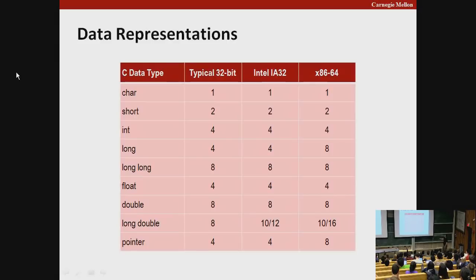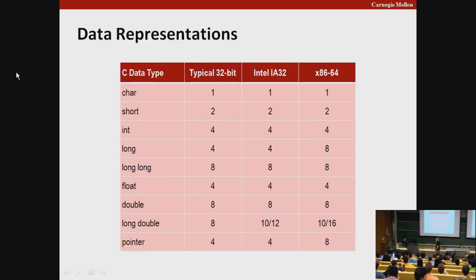A long double is 8 bytes on most older architecture 32-bit machines. On Intel, it's a weird 10 or 12 bytes, and we'll talk about why, on 32-bit systems, and 10 or 16 bytes on 64-bit systems. Why 10 or 12, or 10 or 16? It has to do with the native format on the Intel processor, or using the standard IEEE format that the processor also supports.